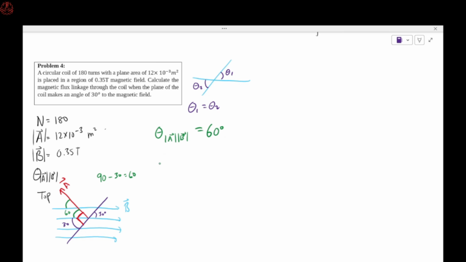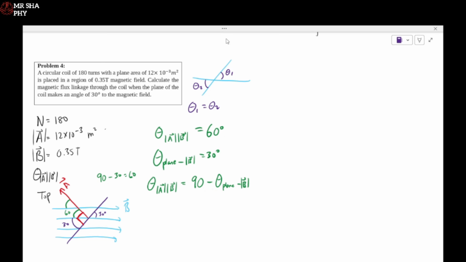Okay, all right, so the angle between the plane and magnetic field is 30. So there's another way of writing this. I can find out the angle between the area vector and the magnetic field if I simply subtract the angle of the plane to the magnetic field from 90, right? 90 minus 30 is 60.